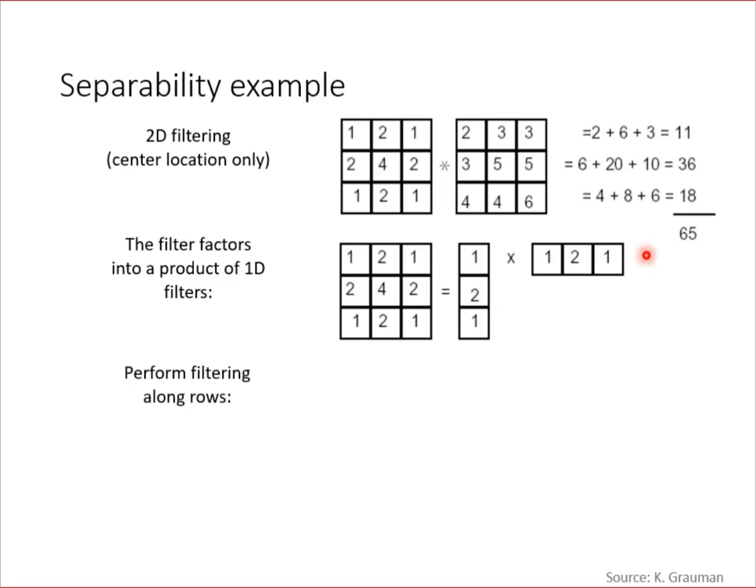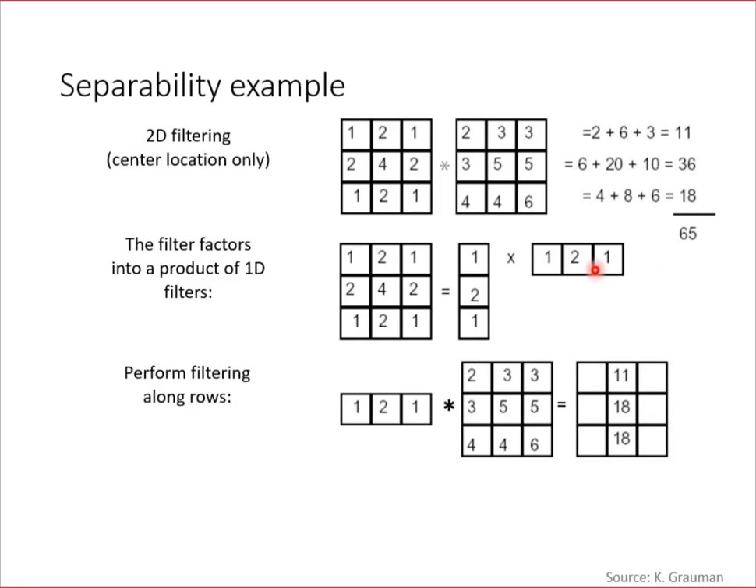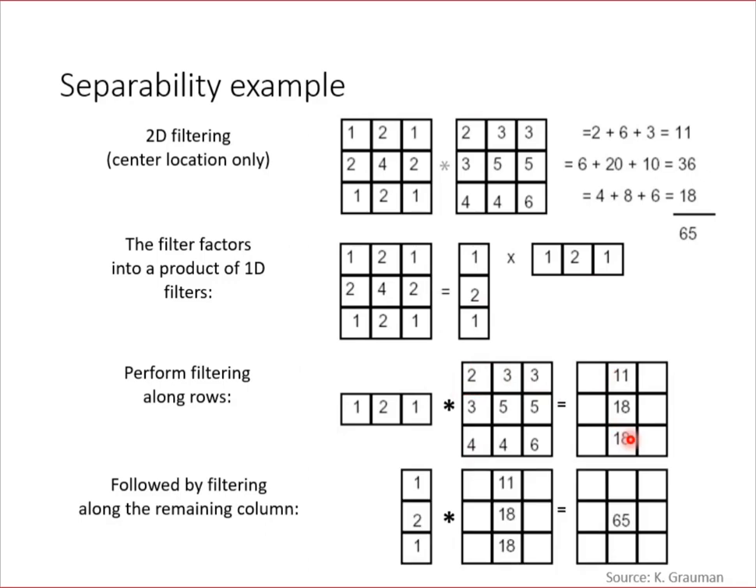Then we perform filtering along the rows and get this result: 1 times 1 times the image, and we will get the value. And if we apply the vertical filter again to the result, 1 times 11, 2 times 18, 1 times 19, sum them up, the result is still 65. It is the same as computing the pixel value individually. So what is the advantage of a separable filter?